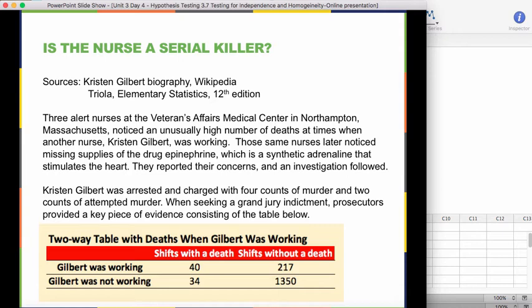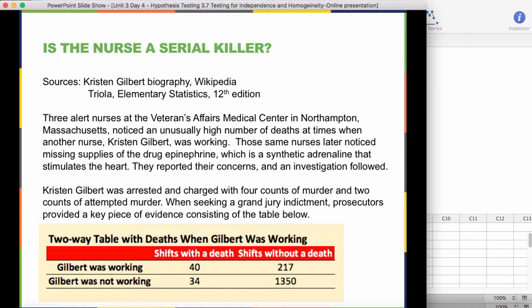Three alert nurses at the Veterans Affairs Medical Center in Northampton, Massachusetts, noticed an unusually high number of deaths at times when another nurse, Kristen Gilbert, was working. Those same nurses noticed missing supplies of the drug epinephrine, which is a synthetic adrenaline that stimulates the heart. They reported their concerns and an investigation followed. Kristen Gilbert was arrested and charged with 4 counts of murder and 2 counts of attempted murder.